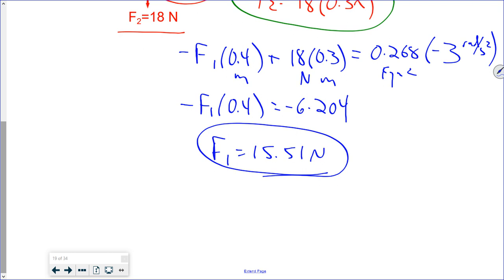So yeah, that's kind of the deal with those. It just boils down to that net torque equals net torque idea. So I think that's it for that one.